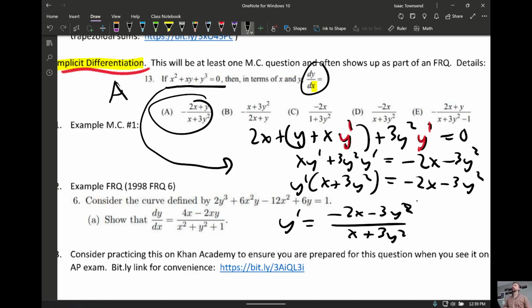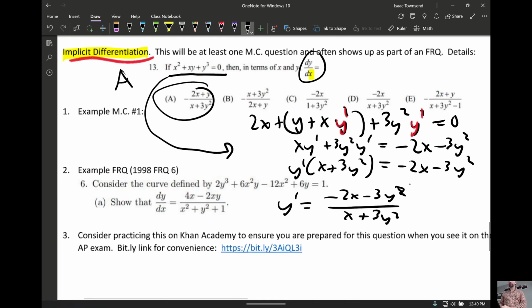So again, some stuff comes and goes, some stuff is not tested every year. Implicit is absolutely going to be in your test. Sometimes it's like this as a multiple choice. It was number 13, whatever year this came from. And then sometimes it shows up as an FRQ.